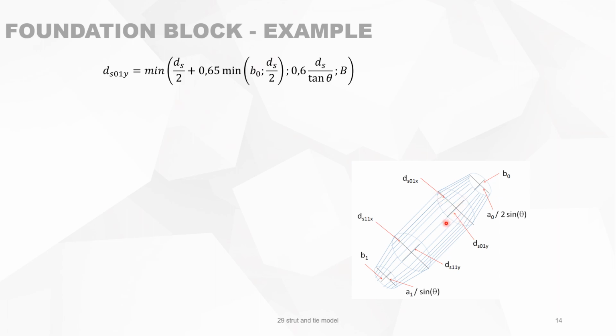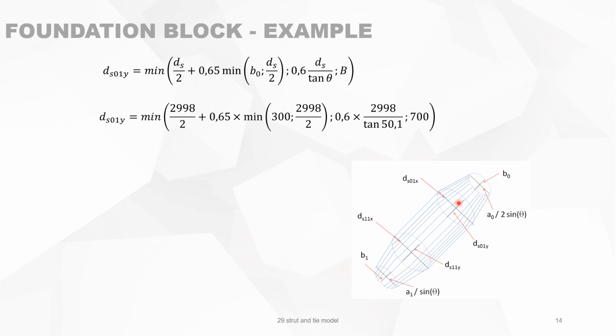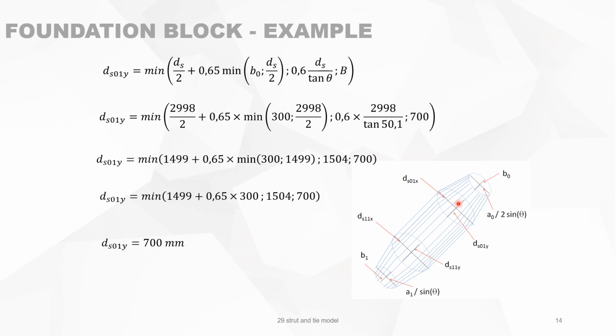The diameter in the other direction, DSO1y, again, we will use the formula like we have seen in the previous slides. And when we work this out, we have 700 millimeters. You see here clearly that the limitation to B, the width of the block, is now dominant for the Y. It means that the strut cannot fan out in the direction of the width of the block. So the width of the block is limiting the fanning out of the strut. So now we have 700 instead of 1504.